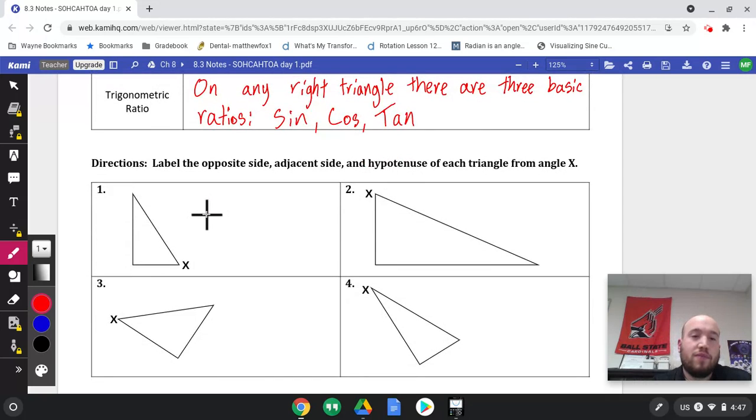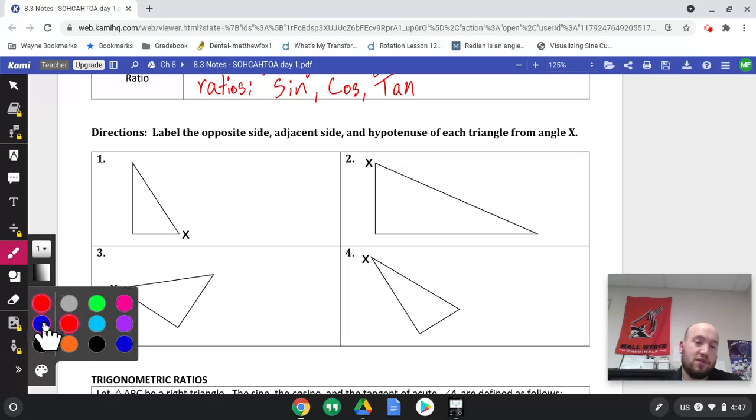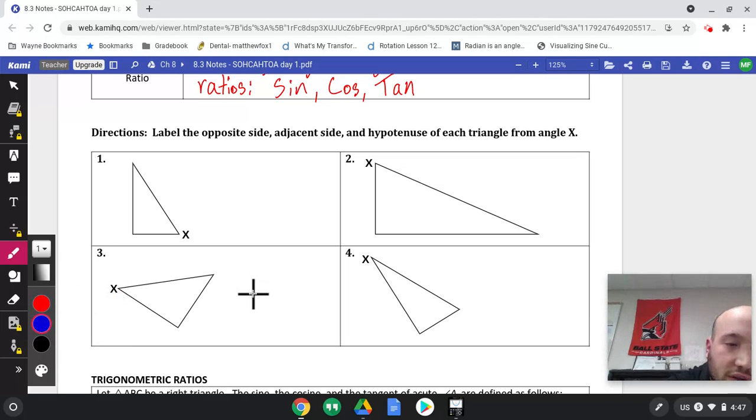So the first thing we want to practice says: label the opposite side, the adjacent side, and the hypotenuse of each triangle from angle X. On number one, I forgot to put the right angle in here, so let's draw our little box, because that angle is the right angle. Now, X is over here; this is the angle we are concerned with. We have our three sides: the opposite side, the adjacent side, and the hypotenuse, and we will refer to these as O, A, and H.